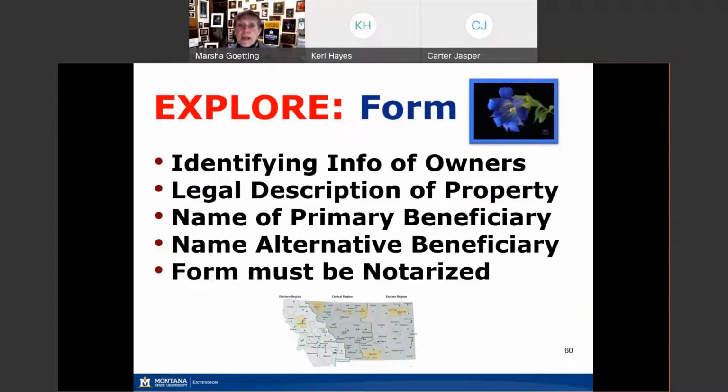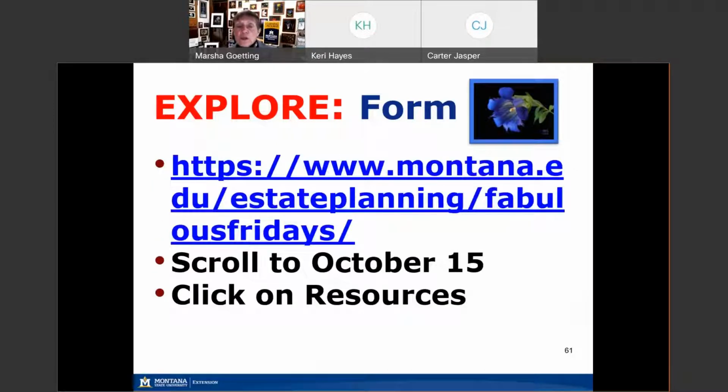So we're looking at a transfer on death deed. We do have resources, as I mentioned, at the site and also at our Fabulous Fridays site. You need to take a look at that. Maybe the only time you looked was when you were going to register, but we got a lot of resources there. Carrie's posted a bunch of valuable topics that go along with what we're doing today. So you scroll to October 15th, you can check the resources, and ta-da, you've got some resources.